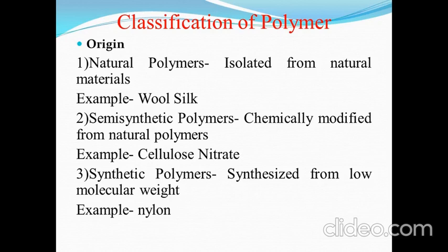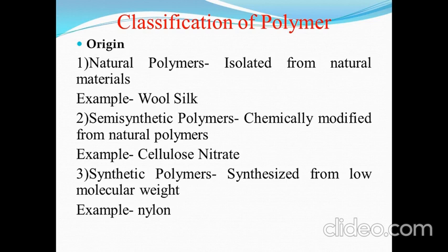Polymers can be classified considering different aspects. Various aspects like origin, backbone of the polymers, effect of heat on the polymers, and the physical properties of polymers. In this video we will see the classification of polymers considering these above aspects.